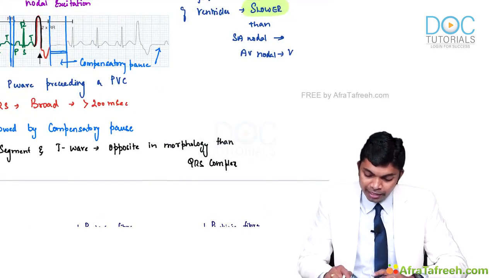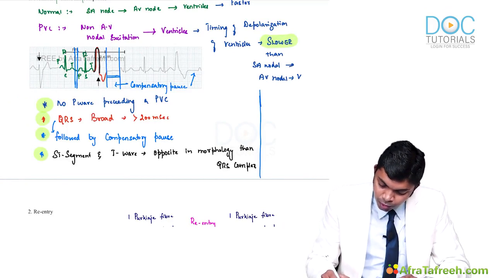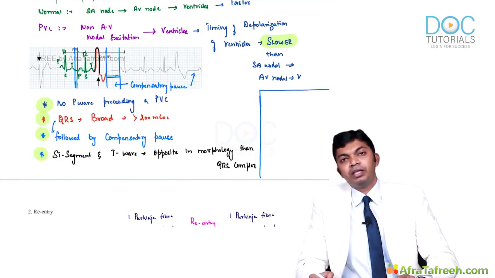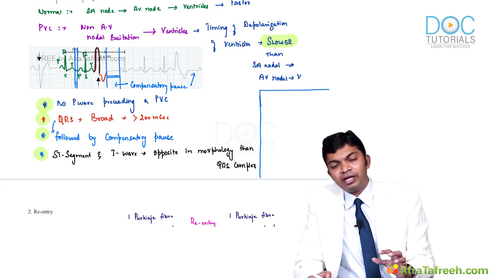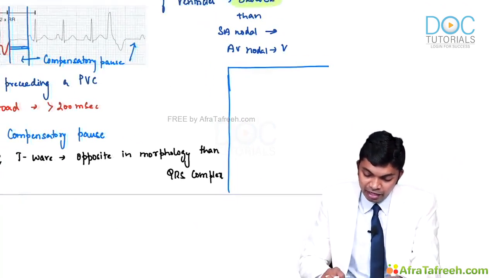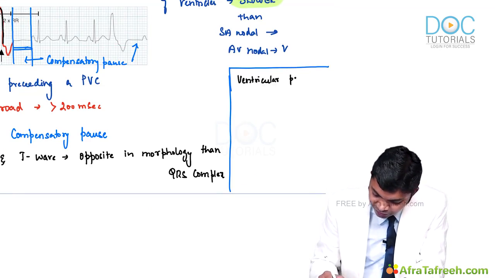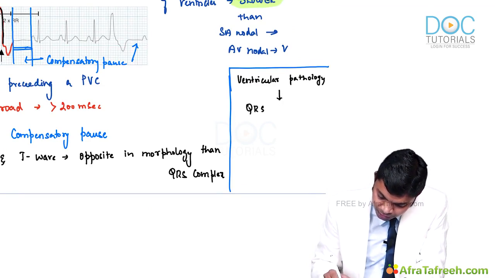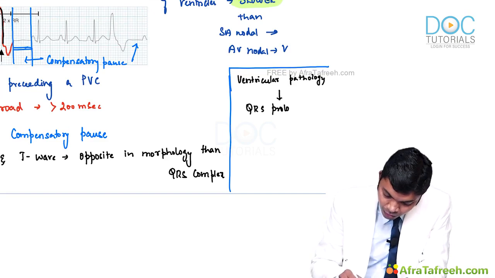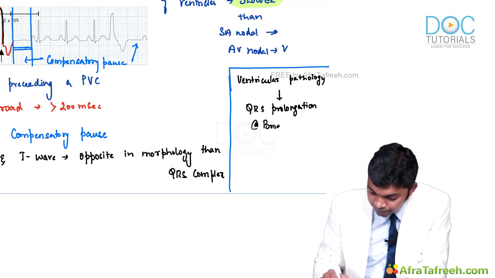Now, yet another point I would like to bring to your attention, doctors. This is a clue to differentiate between ectopics occurring from the ventricle or outside the ventricle, that means the atrium and other structures. So, guys, if it is a ventricular pathology, more or less there will be QRS prolongation or a broad QRS.